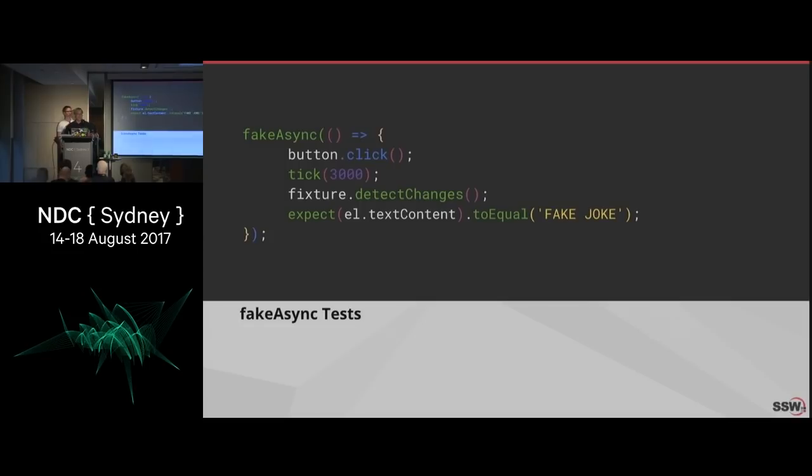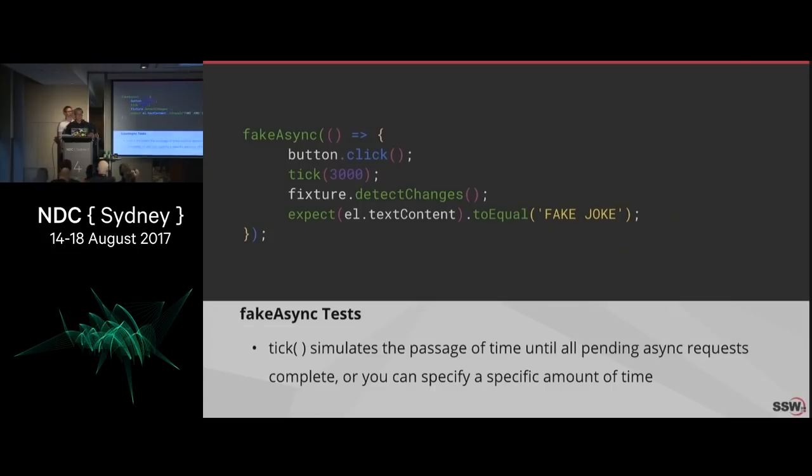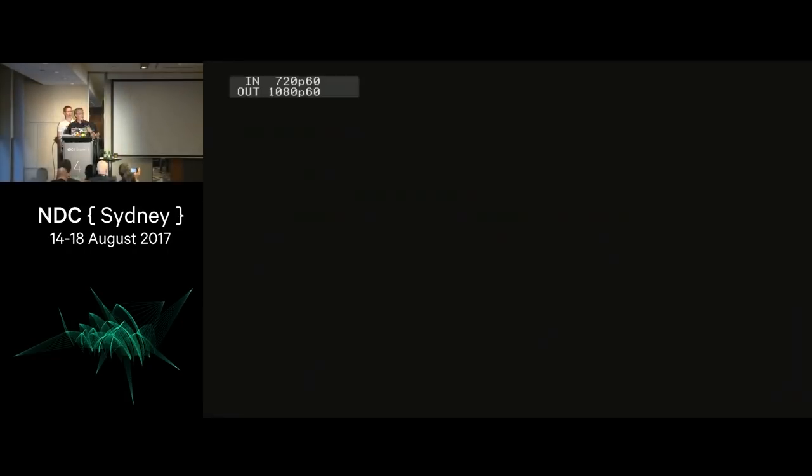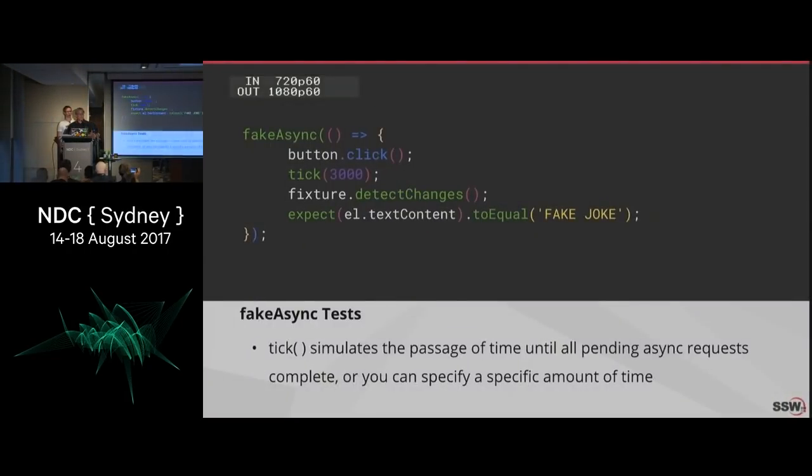Now there's fakeAsync, and fakeAsync is similar to async, but instead of using whenStable, we actually use the tick method, and tick simulates the passage of time until all of the pending asynchronous requests complete. Alternatively, you can specify a number of milliseconds to simulate waiting. What's really nice about fakeAsync is that it's a much more linear progression through your test.